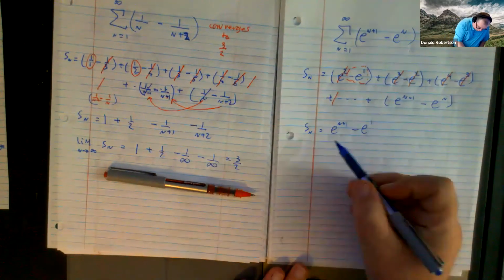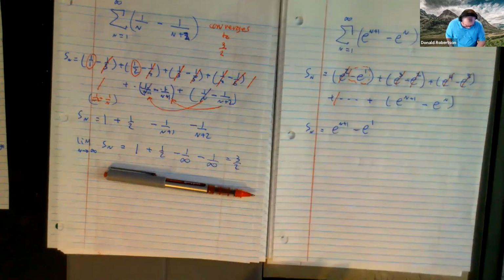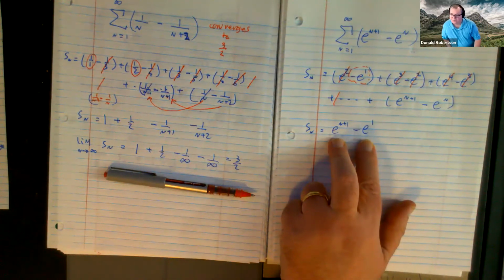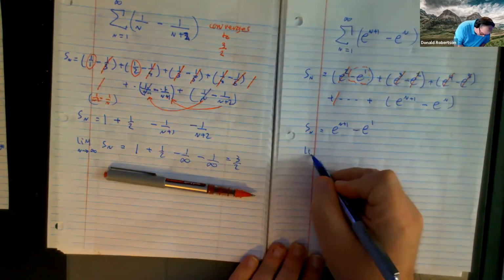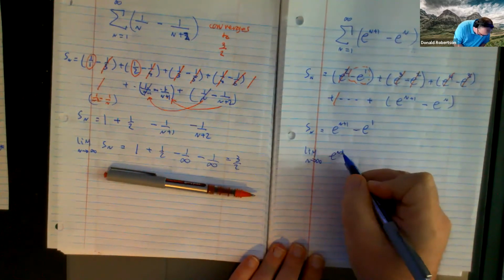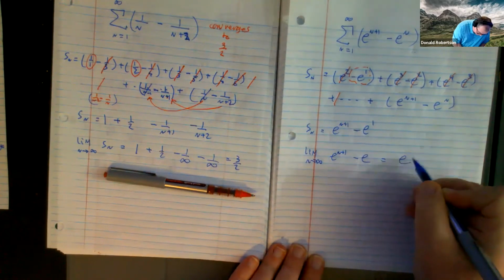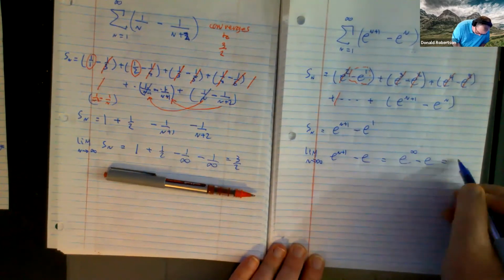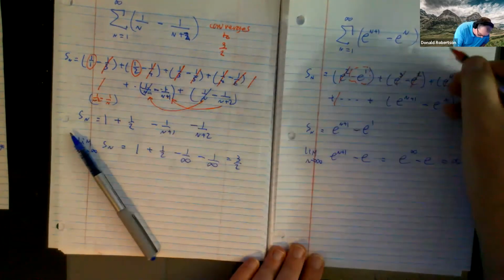Now, look at what's left in this telescoping series. Only 2 terms. But if you do the limit as n tends to infinity of this, don't you get e to the infinity, take away e, which is infinite? That means this guy diverges.